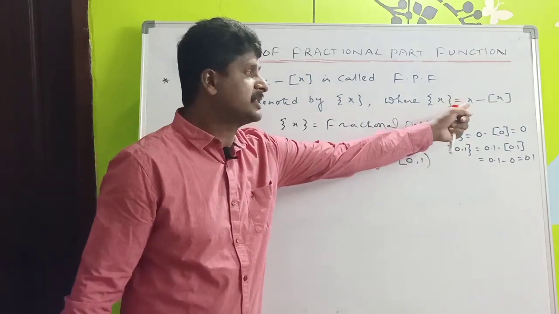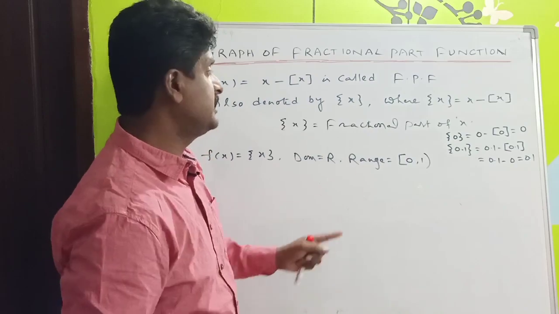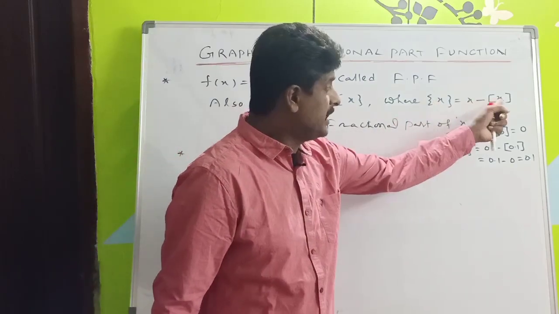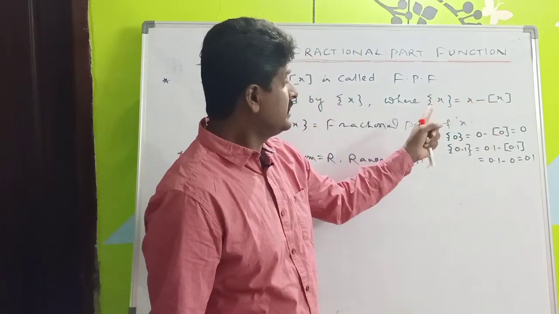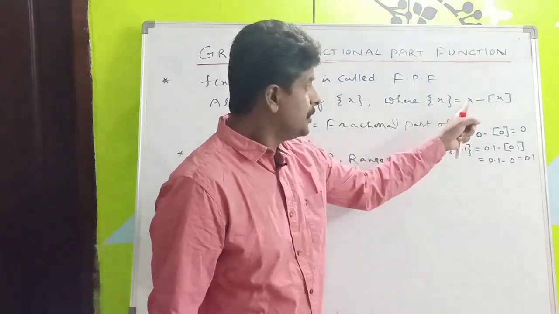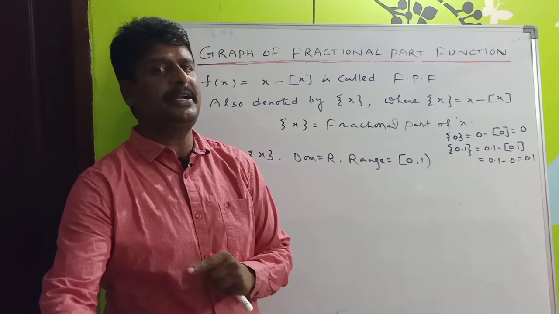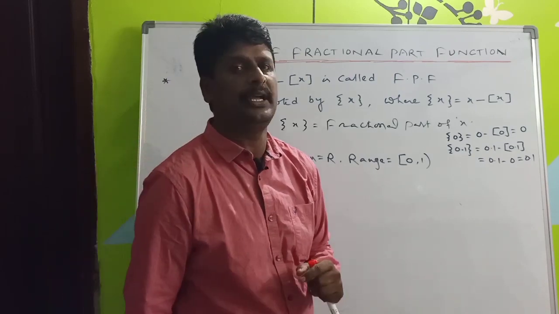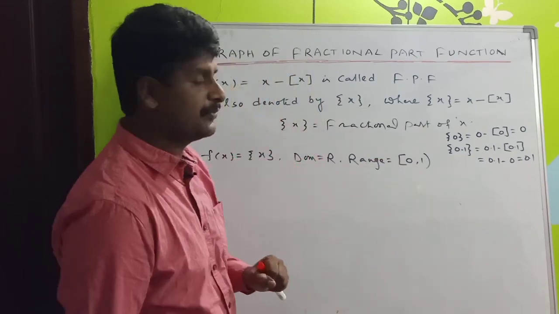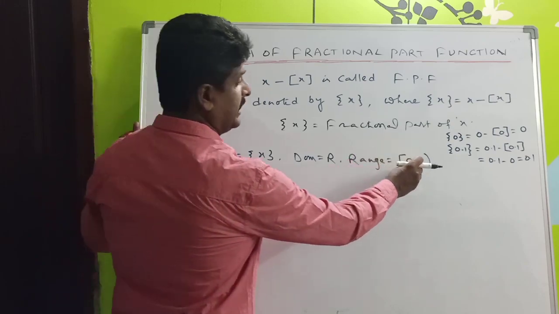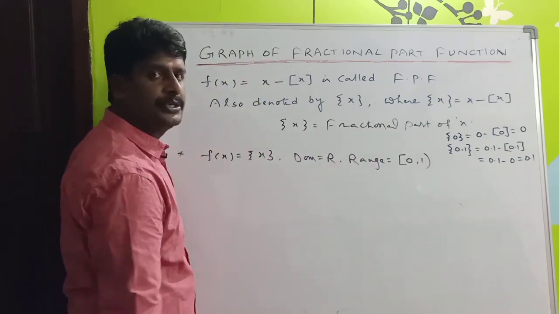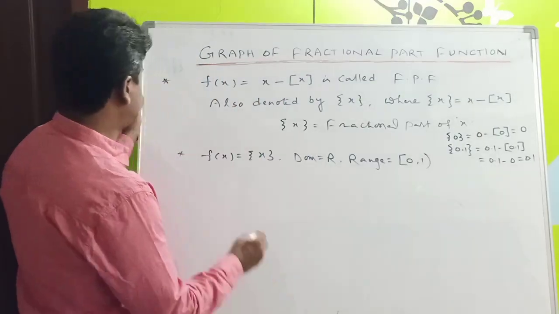Whichever value of x you consider, even if x is equal to 2, 2 minus [2] is 0. If x is equal to 2.1 you take, 2.1 minus [2.1], which is 2, 2.1 minus 2 is again 0.1 only. So that's why it never equals 1. Because of that reason, we are writing the range as closed 0 to 1 open.